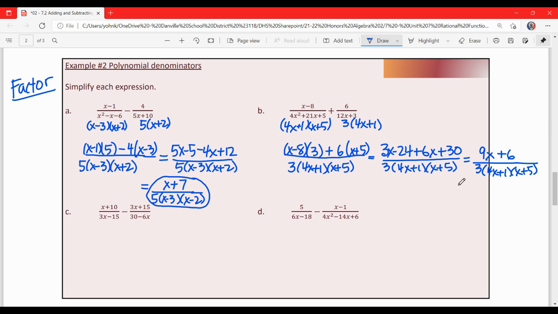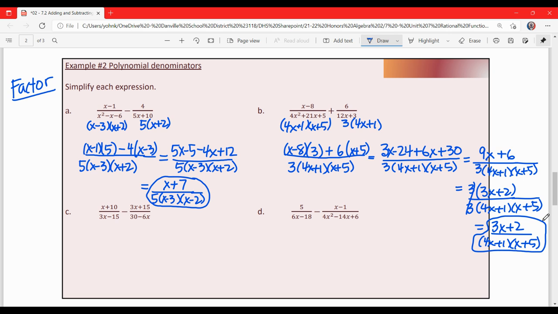Well, you'd think we'd be done, but we're not, because in the numerator, I can factor a 3 out, and I'm left with 3x plus 2. On the bottom, I have 3 times (4x plus 1)(x plus 5). Almost there. I've got a 3 on the top and a 3 on the bottom. Those can simplify. And so I'm left with 3x plus 2 on the top and (4x plus 1)(x plus 5) on the bottom. And there's my answer.